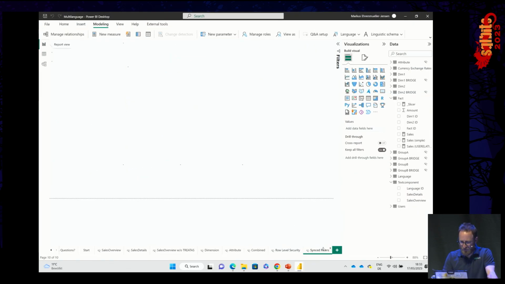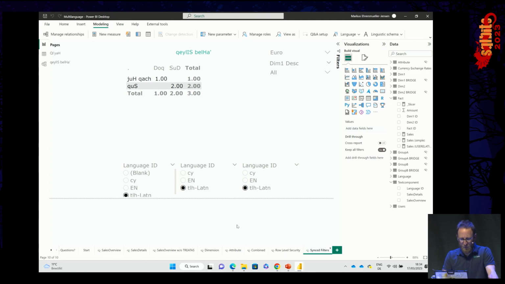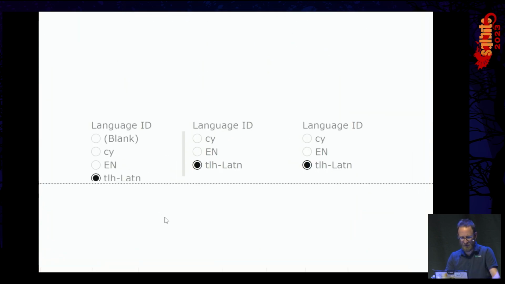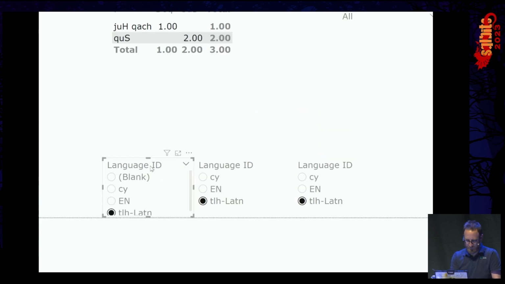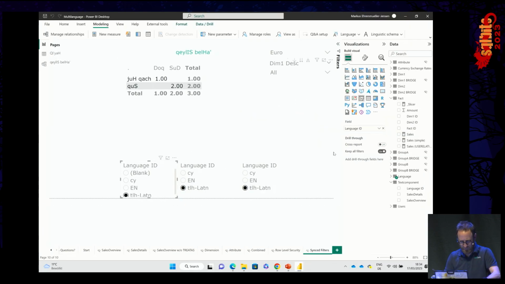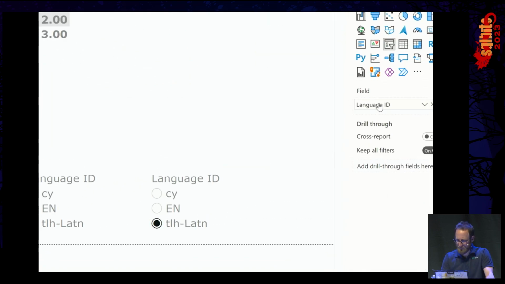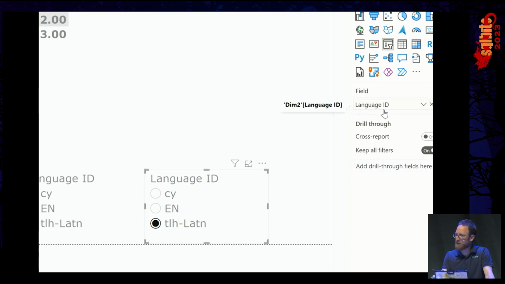The other solution is this synced filter. So what I have here is different slicers, right? So again, zoom in here. I have one slicer on the language ID, another slicer on the language ID, another slicer on the language ID. The first one is apparently, I think, on the language table. The second one is again on the language ID, but from dimension 1. And the third one is on the language ID of dimension 2.